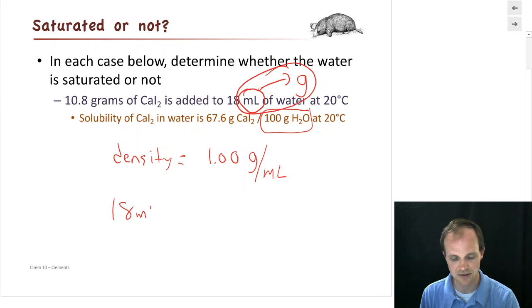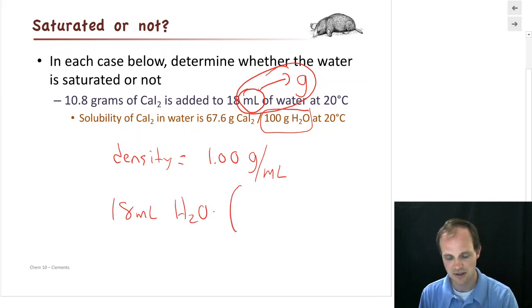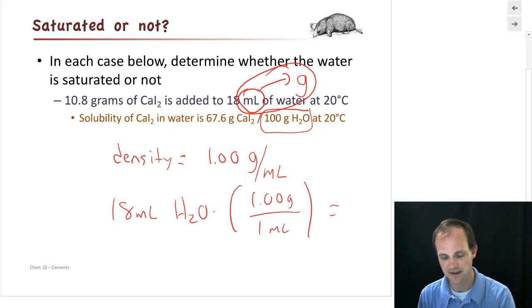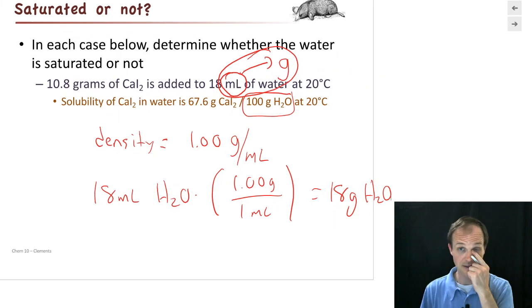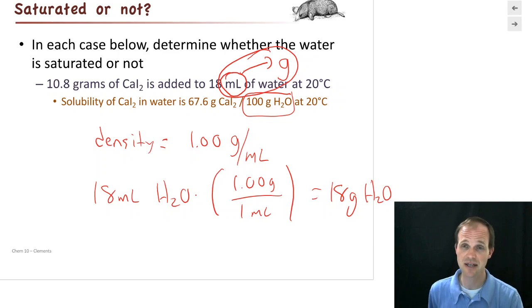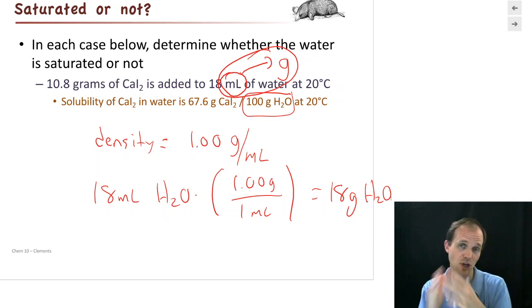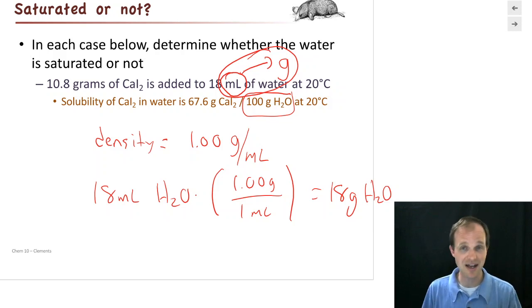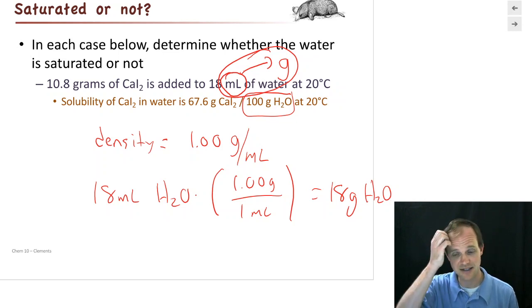So 18 milliliters of H2O times 1.00 grams per 1 milliliter is 18 grams of H2O. And so we're good here. We actually don't need to change the number, but we did have to change the units. Don't skip those kind of steps if you're doing stuff that requires showing your work. Actually show that you understood that milliliters and grams are not necessarily the same thing. The only reason they were the same here is because it was water with a density of 1. If I had ethanol, then you'd end up with a different answer because ethanol doesn't have a density of 1.